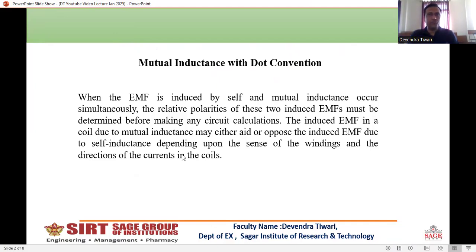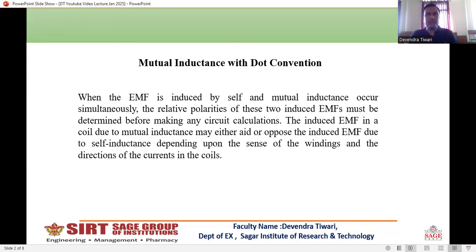When the EMF is induced by self and mutual inductance, it occurs simultaneously. So the relative polarities of these two induced EMFs must be determined before making any circuit calculations. The induced EMF in a coil due to mutual inductance may be either positive or negative. That means it is adding or opposing to that due to self-inductance, depending upon the sense of the windings and the direction of current in the coil. We will understand this concept in the next slide.